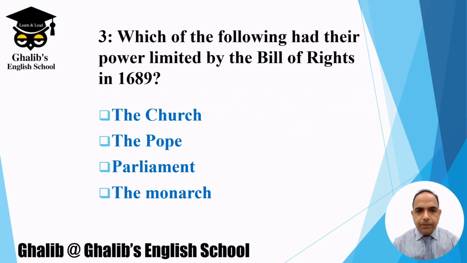Question number 3. Which of the following had their power limited by the Bill of Rights? In 1689, the Bill of Rights was presented in Parliament, and that limited the powers of the king or monarch and gave more rights to Parliament. So, which of the following had the power limited? That was the monarch. The answer is the monarch.